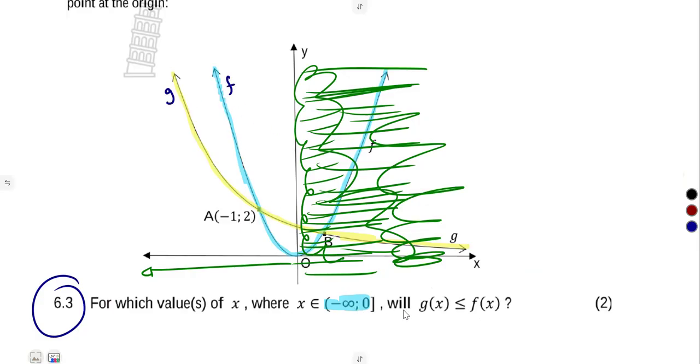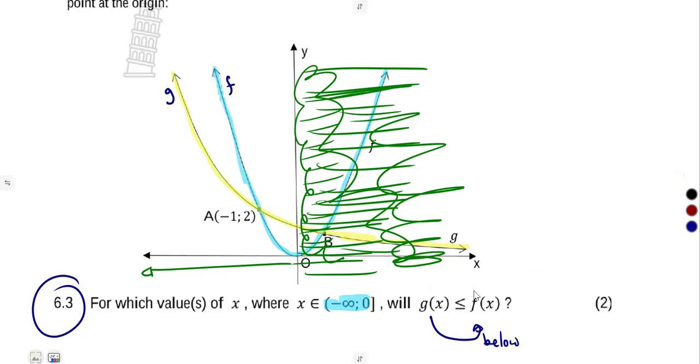So they are saying g(x) is less than or equal to what? Less than or equal to f(x). We are comparing two graphs. So when it is less than like this, it means it is below. g(x) is found below what? Below f(x). So where is that g below f(x)?